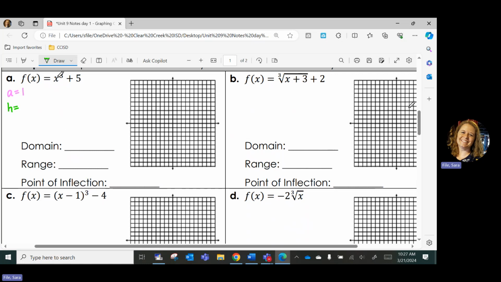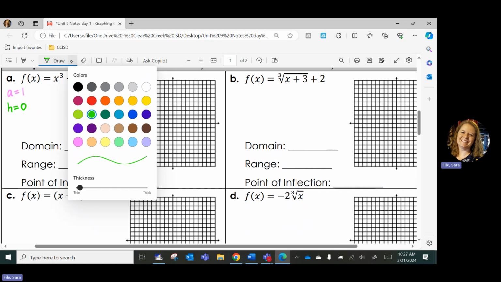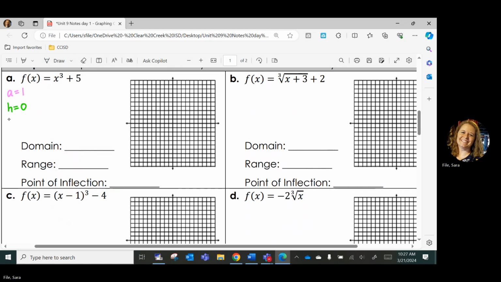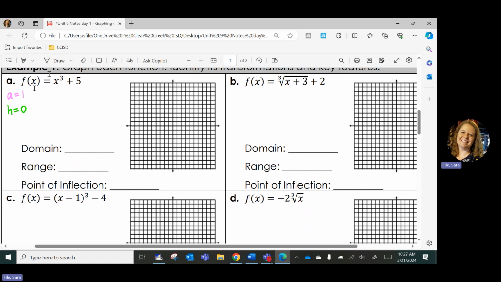See the difference in A and C example here? See how this is just X cubed, but this has parentheses, X minus 1 cubed? That's what I mean when I say inside. You would see those parentheses. It's part of what's being cubed. So here, no, there's nothing in there. So that is a 0. So there's nothing being added. Okay, and what is K? K is 5. K is what's added on the outside. So it's a positive 5 here.